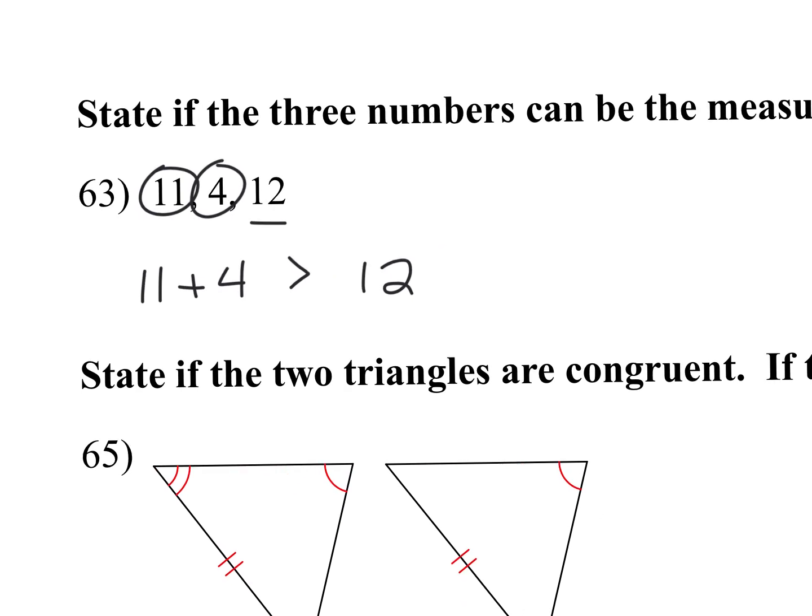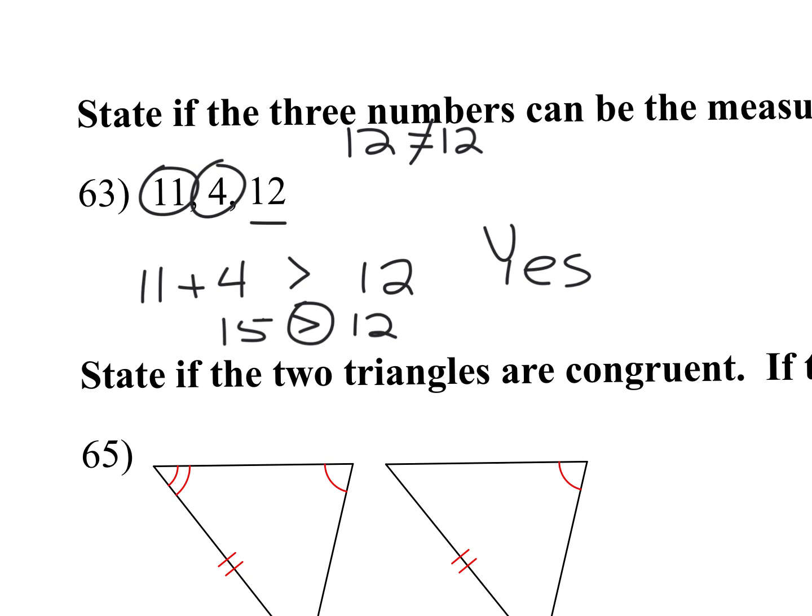triangle. So this might be something you want to put on your note card. So simplify, what's 11 plus 4? 15. Is 15 greater than 12? Yes. So this would be a triangle. Now, what if I got 12 equal to 12? Would that be a triangle? No, it has to be greater than. Okay, the 2 smaller sides added together have to be greater than the bigger side. Does that make sense? Yes.